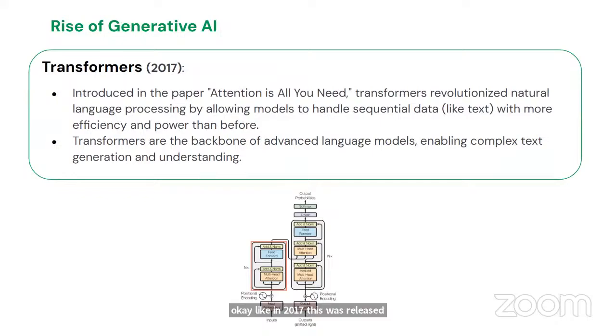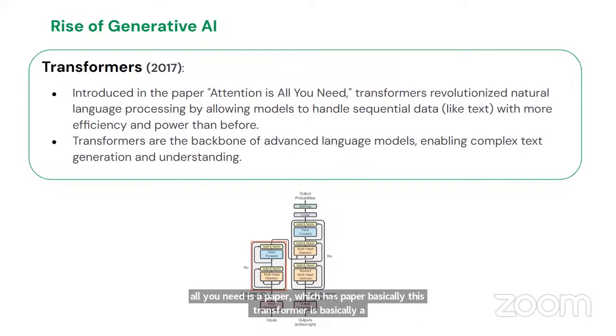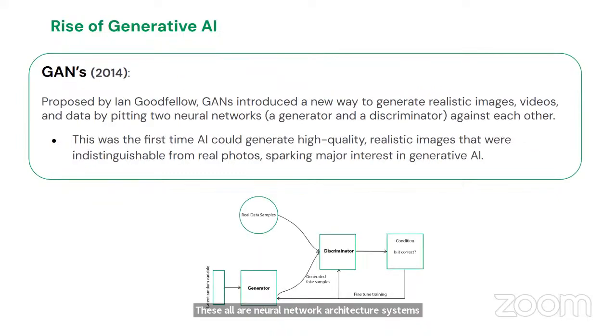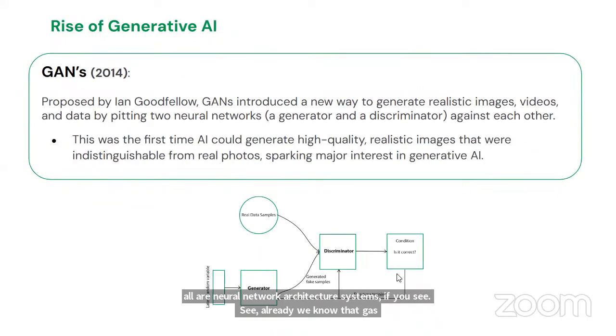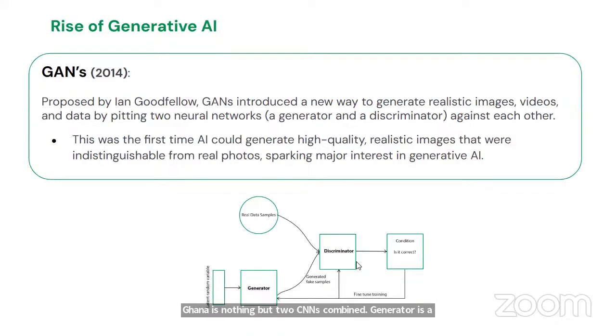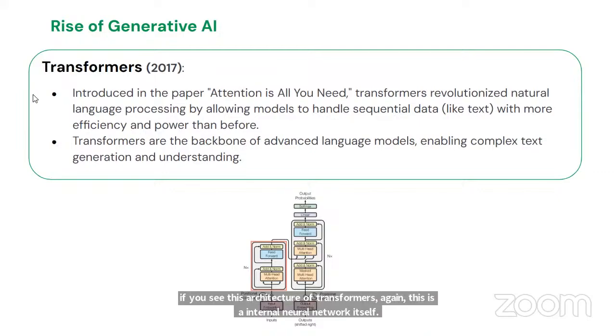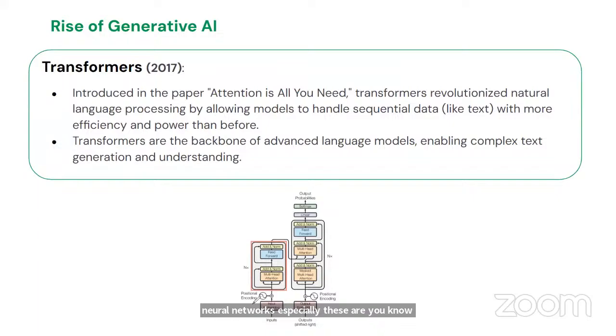Basically, this transformer is a deeper architecture of deep learning. If you see multiple layers here, these are all neural network architectures itself. We already know that GAN is nothing but two CNNs combined. Generator is a CNN, discriminator is also a CNN, responsible for specific tasks. Here, the transformer architecture is again internal neural networks itself, especially advanced RNNs and LSTMs.